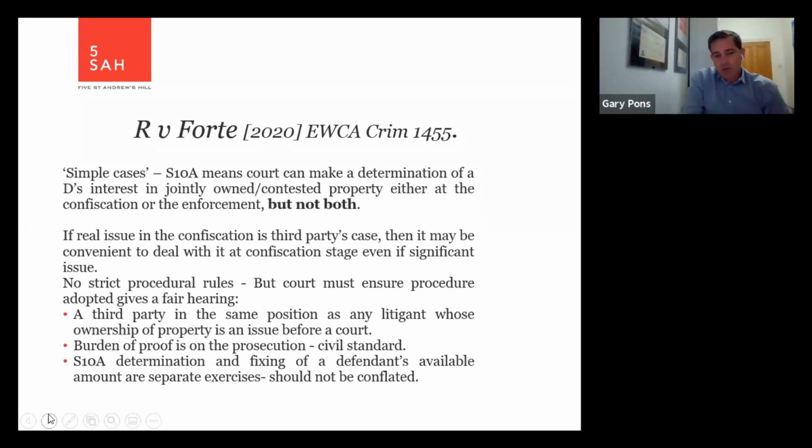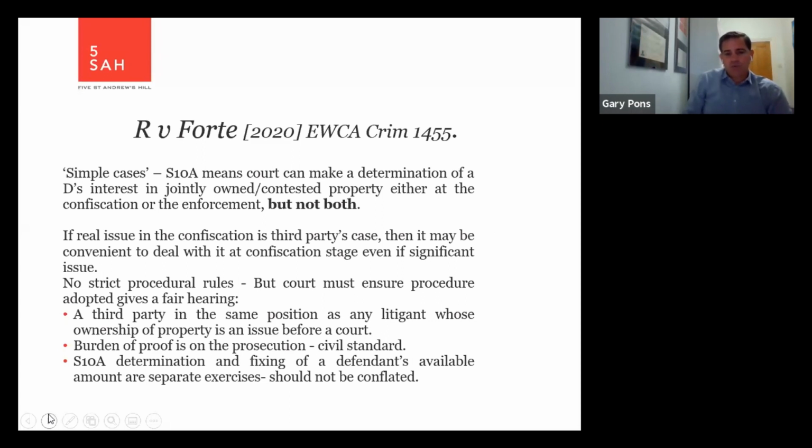It then went on to deal with procedural issues, noting that in relation to Section 10A, there's no strict procedure that governs the way in which the third party participates. But the court must ensure that the procedure that it adopts allows the hearing to be fair. In other words, it gives the third party the opportunity to participate in a way that is fair.